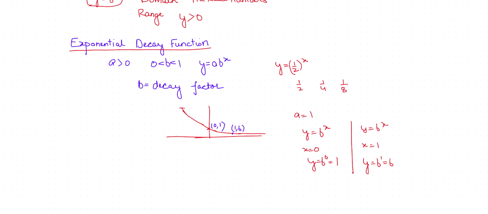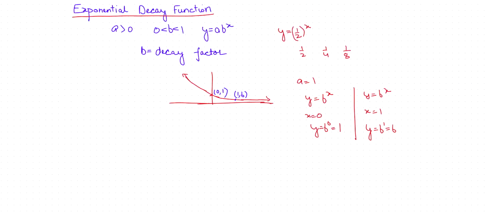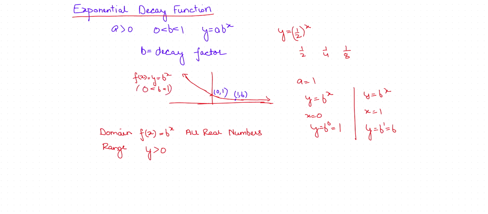As x increases, this function keeps on decreasing. Still, the x-axis is the asymptote, the domain is all real numbers, and the range is y is greater than 0. So this is f(x), or we can say y is equal to b^x, and b is greater than 0 but less than 1.